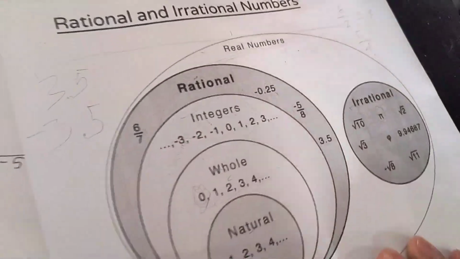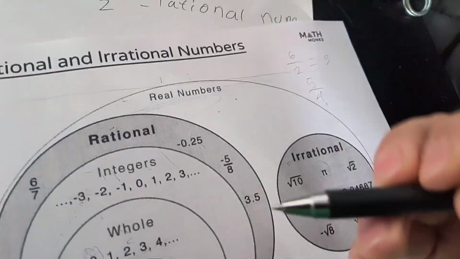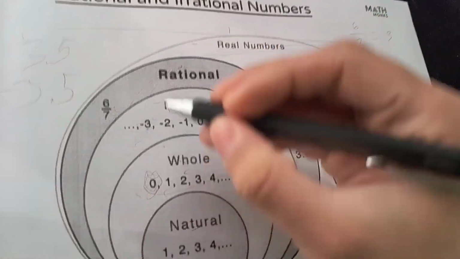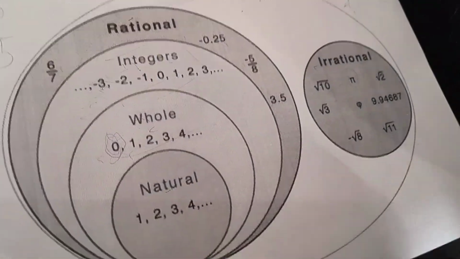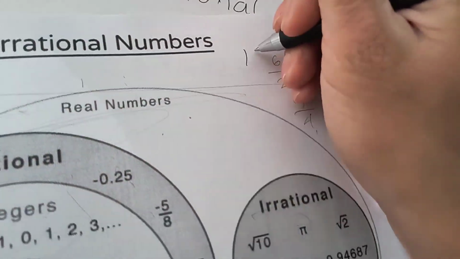Okay, we're going to be identifying different numbers. Let's start with an easy one, and we're going to be associating them with their groups. Okay, let's start with an easy one. Pi. What group does pi belong to?